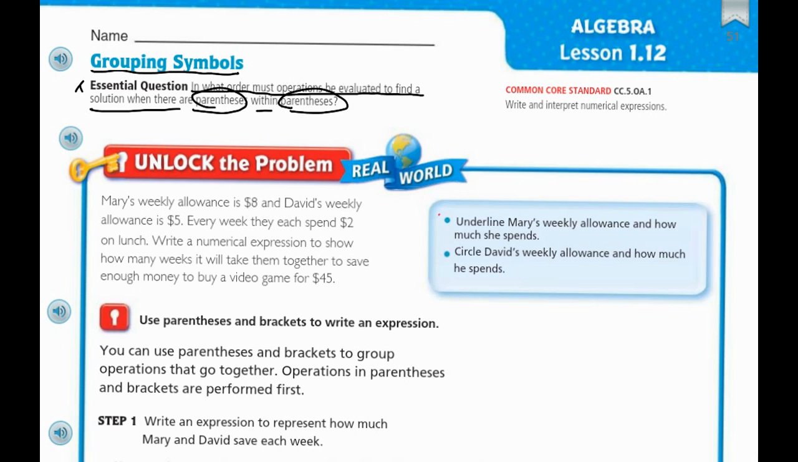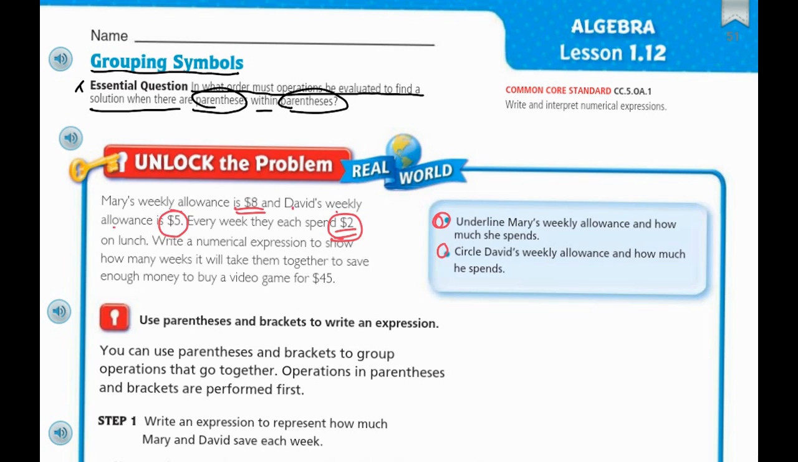Over here, it asks me to underline Mary's weekly allowance and how much she spends. So Mary's weekly allowance is $8, and every week she spends $2. Then it asks me to circle David's weekly allowance and how much he spends. So David's weekly allowance is $5, and each week he spends $2.